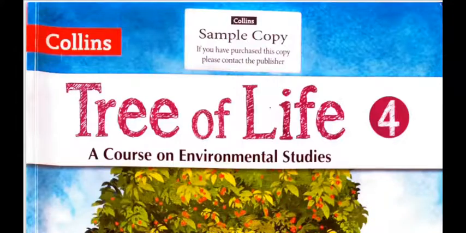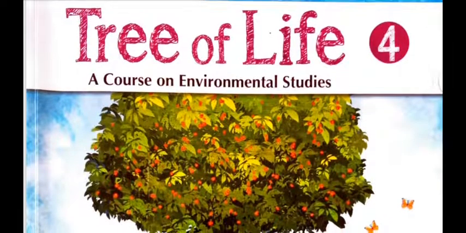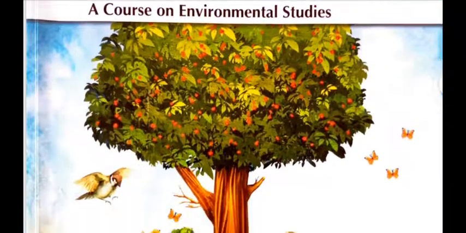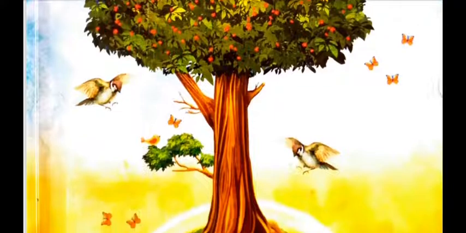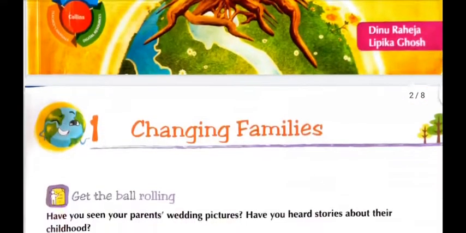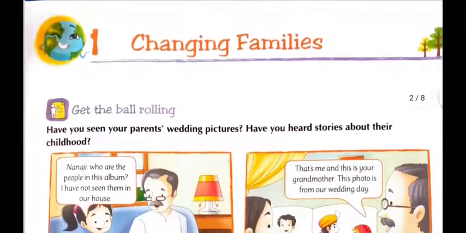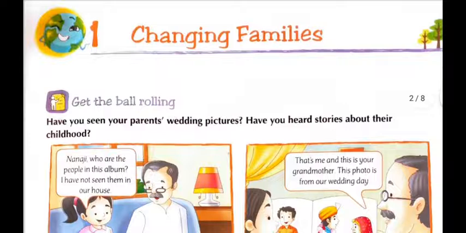Hello students, this is the EVS book of class 4 and the name of the book is Tree of Life. Today we are going to do chapter number 1 and the topic of the chapter is changing families. In this chapter we will learn about family, importance of family, types of family and changes in family structures.